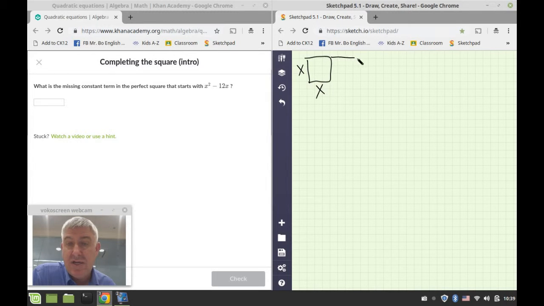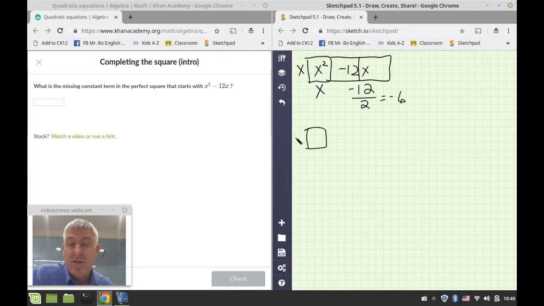But this is a minus, so negative 12, so I've got x squared, and over here I've got, so x minus 12 times x is equal to x squared minus 12x. And what am I going to do? I'm going to cut this in half. So what's negative 12 divided by 2 is equal to negative 6.